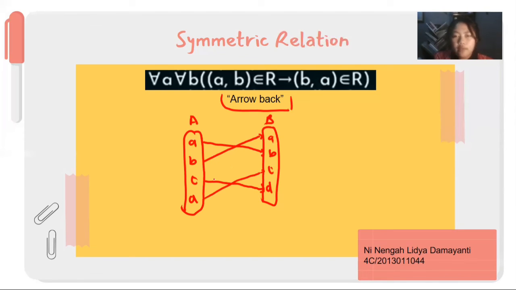Okay, what if we have an arrow from c to b, but there is no arrow from b to c? Now this is called not symmetric.